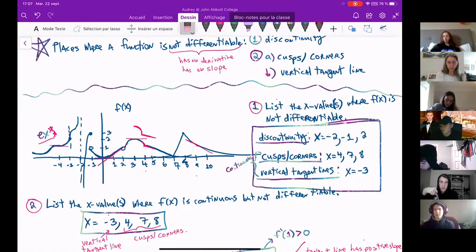And what would the other point be? 6.5 maybe? I don't know. What's another point that we definitely know? Oh, 7, 0. Yeah, 7, 0, you got it. So we have 4, 1 and 7, 0.